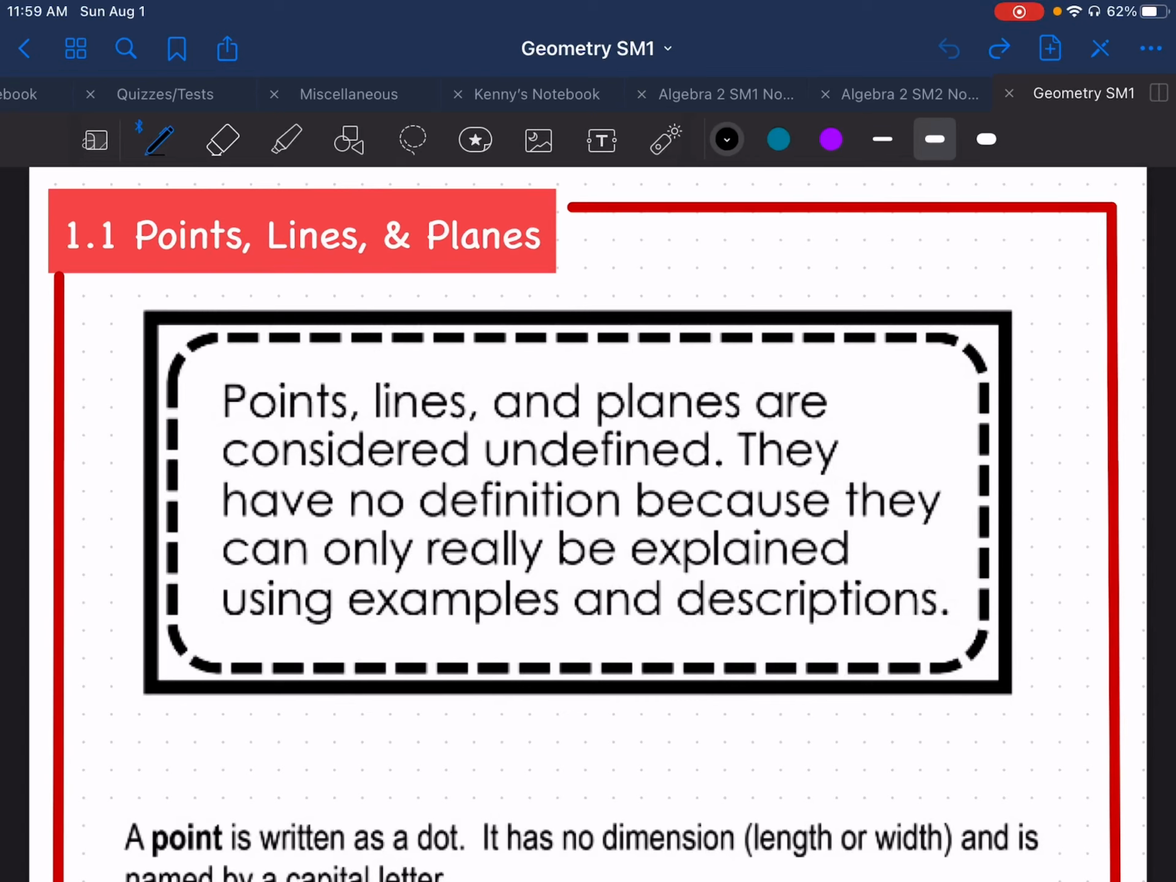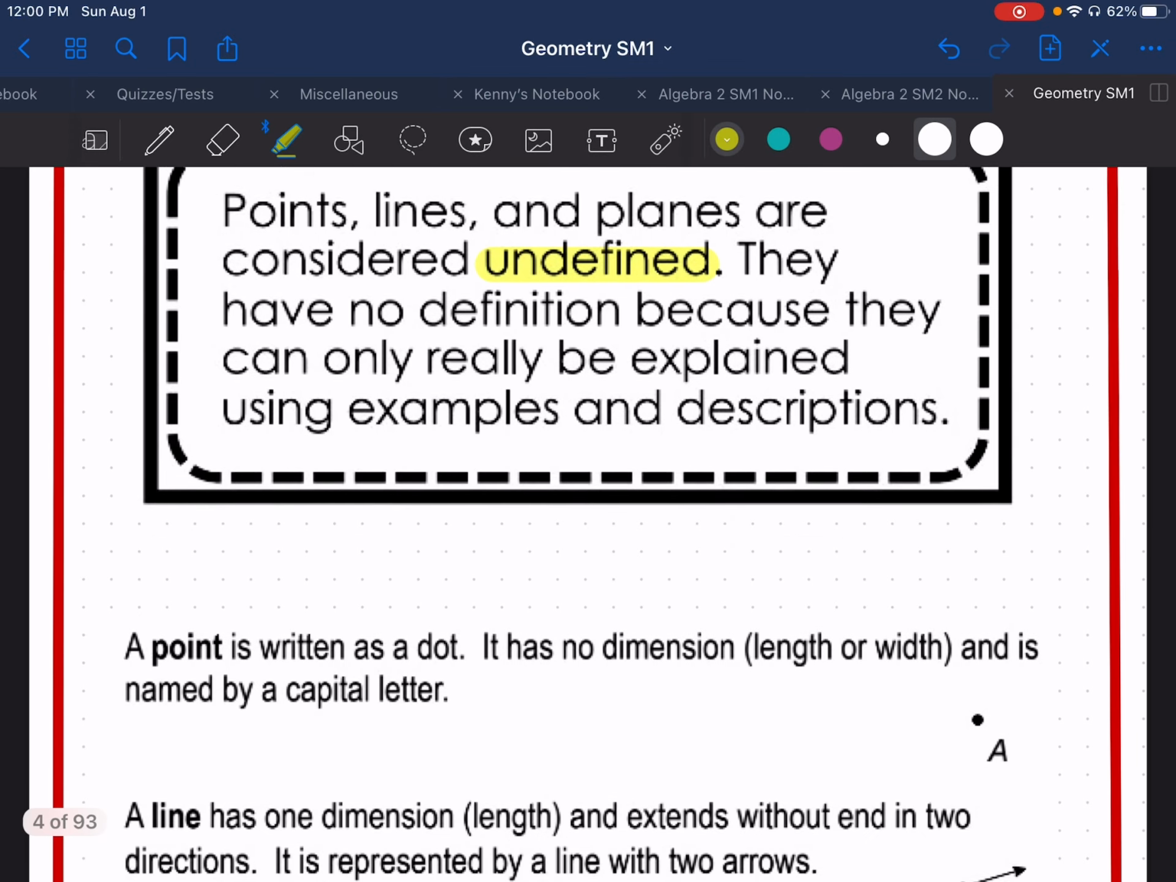Today's lesson is 1.1 Points, Lines, and Planes. Points, lines, and planes are considered undefined. They have no definition because they can only really be explained using examples and descriptions.